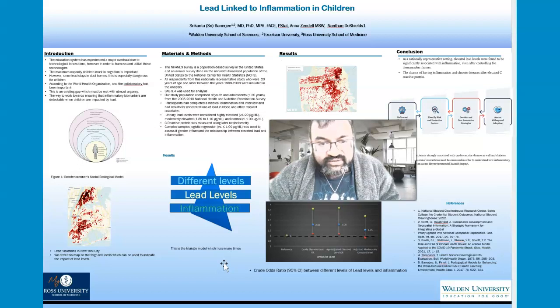The lead levels were considered high at greater than 2, and moderately elevated is about 1.10 to 1.89, and anything that's greater than 1.09 is also included. So again, C-reactive protein was there, but that was in urinary lead levels that I was reading out to you. Then you have C-reactive protein, of course.